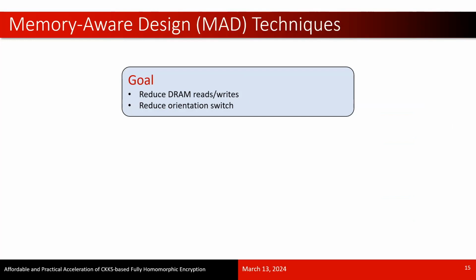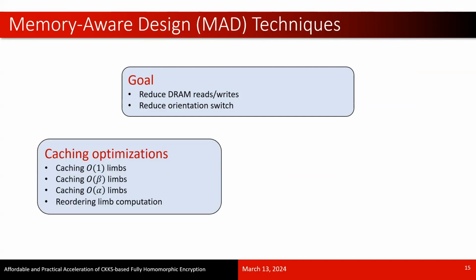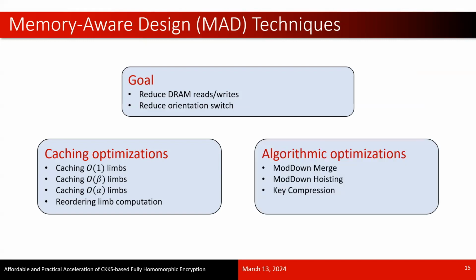Therefore, we propose several memory-aware design techniques by assuming an upper bound on the on-chip memory size that we have. Our goal is to reduce the DRAM reads and writes and reduce this orientation switch. To this end, we present two categories of optimizations. First are the caching optimizations that include several hierarchical cache optimizations, demonstrating best-case utilization of various sized caches. And then we propose several algorithmic optimizations that include ModDown merge, ModDown hoisting, and key compression optimizations.